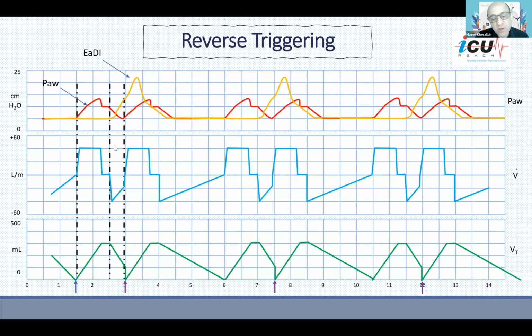So I'm not sure if Paolo is actually asking this question, if you have any other answer. I don't think you're going to be able to differentiate between the two without esophageal pressure, because they're going to be similar.